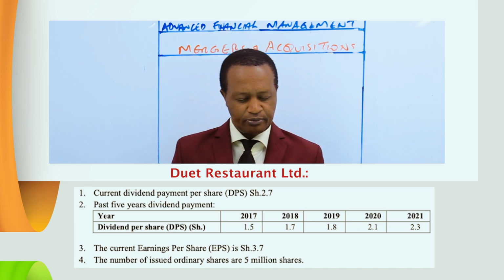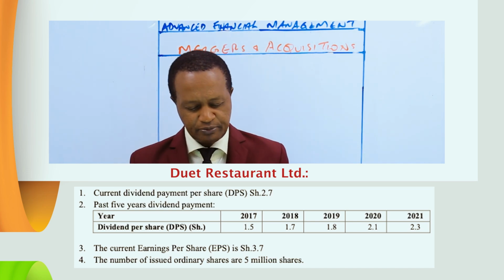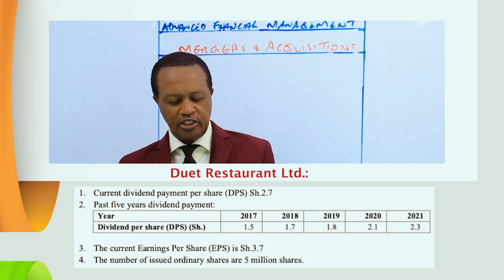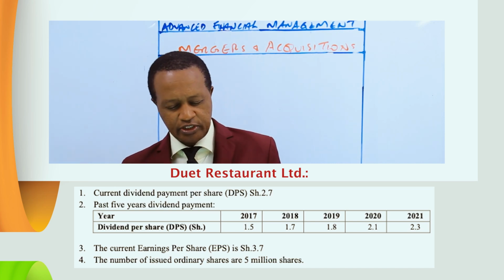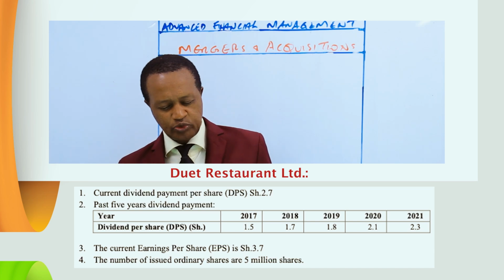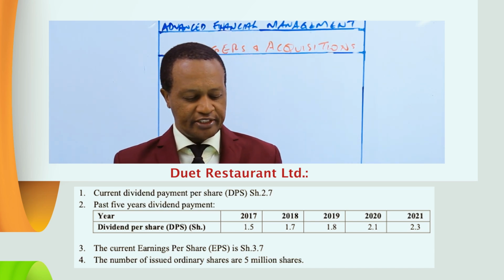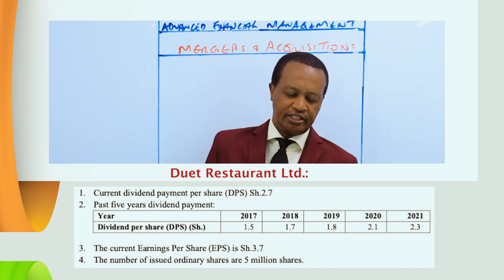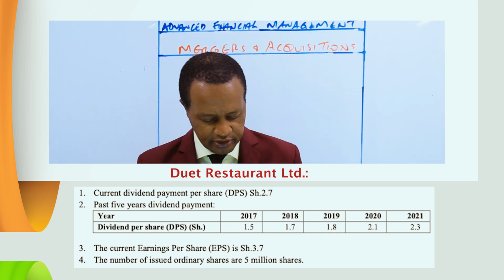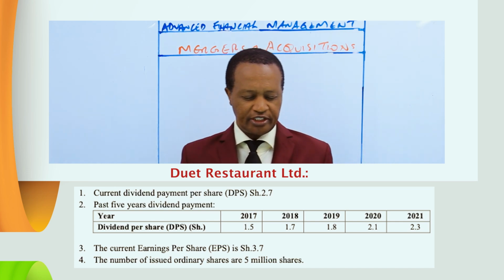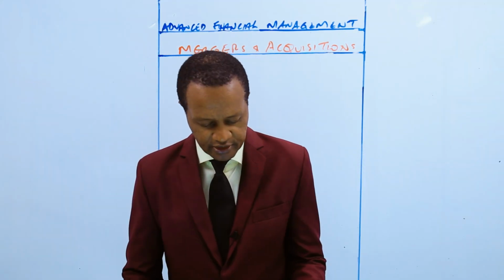Then we have number 2, past 5 years dividend payout or payment for the year 2027, the year 2028, the year 2029, the year 2020 and 2021. Number 3, the current earnings per share is 3.7 shillings. Number 4, the number of issued ordinary shares are 5 million shares.